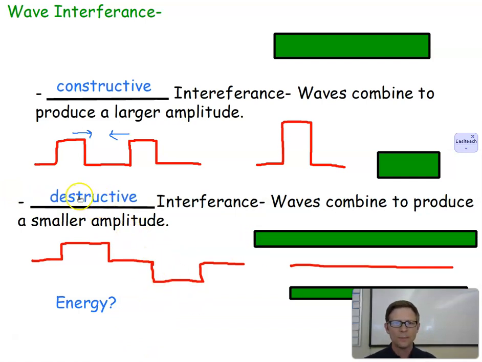Of course, I'm just talking through this and you can pause the video and write down what you need to. A lot of people reflexively say deconstructive interference. It's destructive interference. The waves combine to produce a smaller amplitude. Again, not a different wavelength. In this case, you can't even see, but the wavelength is the same.